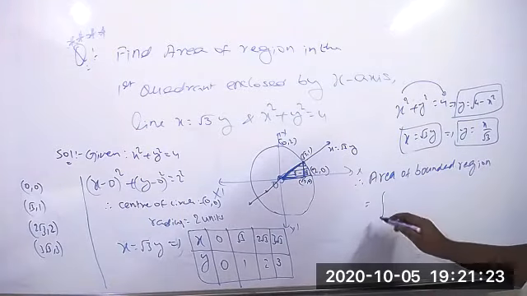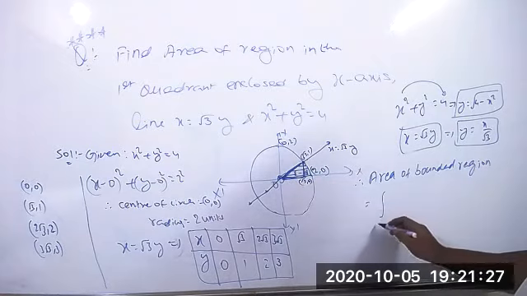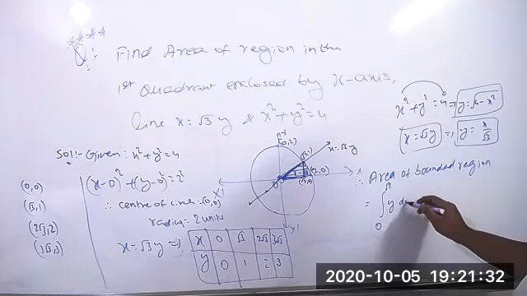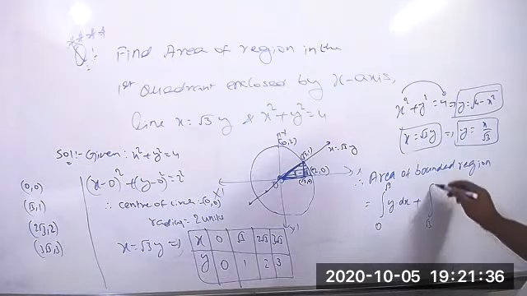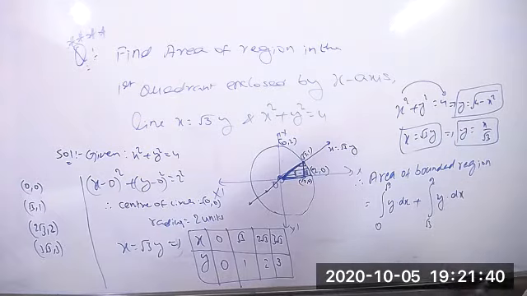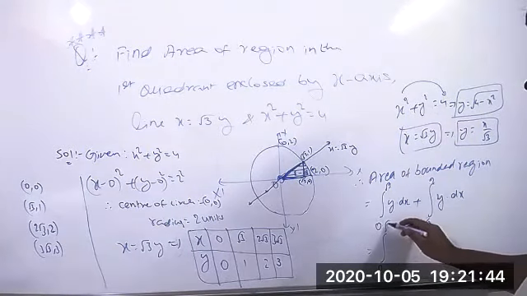That means you can write directly the integration. In the first part the limits will be 0 to root 3, integral of y dx, plus the second one, root 3 to 2, also y dx.